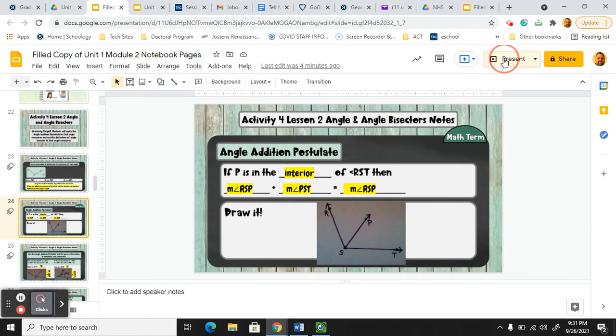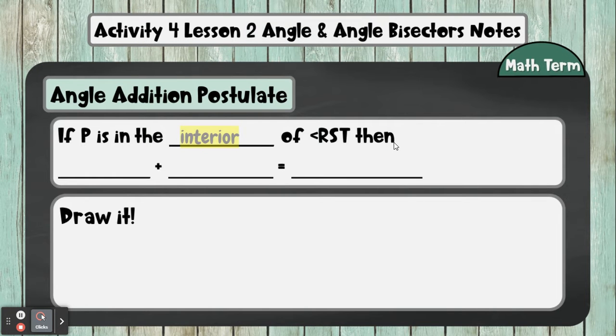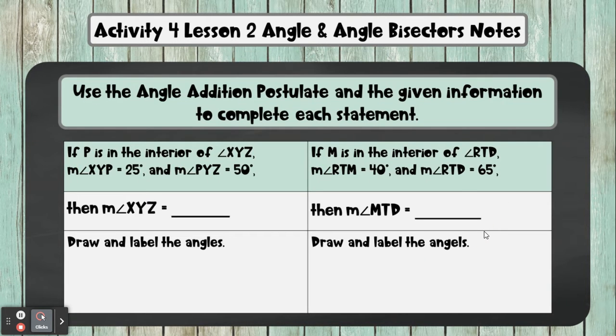Okay, so on some of these, once you draw them down, you'll want to take a picture of it with your own pen and piece of paper and just draw that in. So RSP plus PST gives me the entire thing, RST. So anytime you see angle addition postulate, that's what we're talking about. Okay, so let's look at an example.